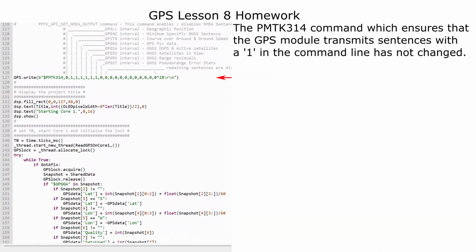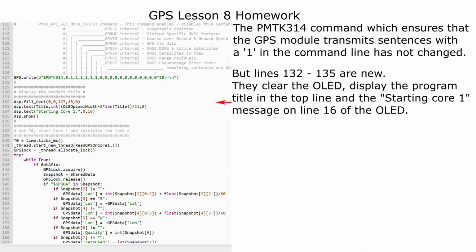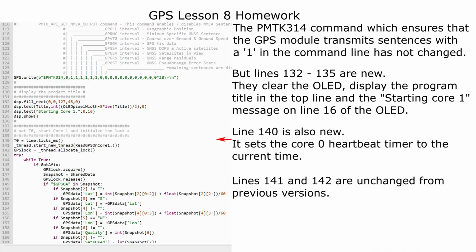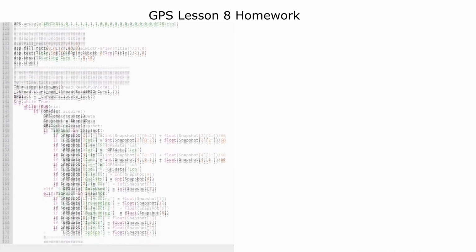The PMTK314 command, which ensures that the GPS module transmits sentences with a 1 in the command line, has not changed. But lines 132 to 135 are new. They clear the OLED, display the program title in the top line, and the starting core 1 message on line 16 of the OLED. Line 140 is also new. It sets the core 0 heartbeat timer to the current time. Lines 141 and 142 are unchanged from previous versions.